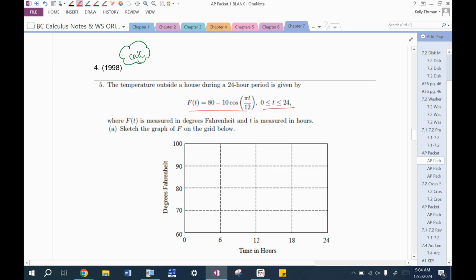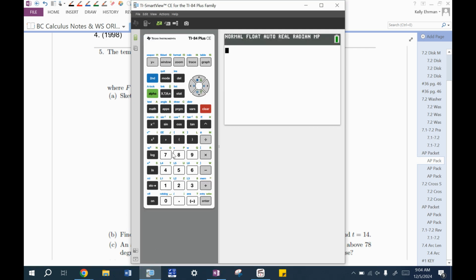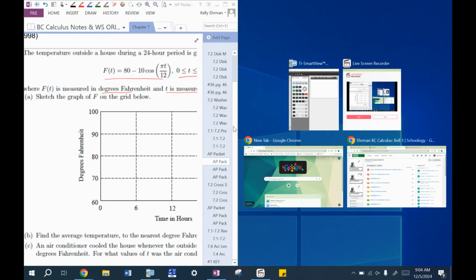They've given us a window where f of t is measured in degrees Fahrenheit and t is measured in hours. Sketch the graph of f on the grid below. So they gave you a grid for a reason. You should be accurately plotting the temperature at times 0, 6, 12, 18, and 24. So let's let our calculator do the heavy lifting for us. They've even shown you the window too, right?